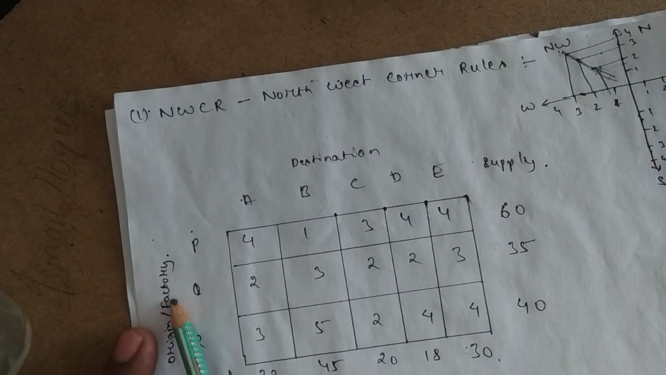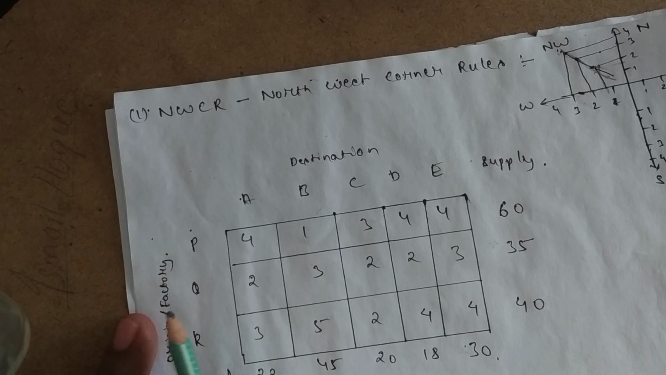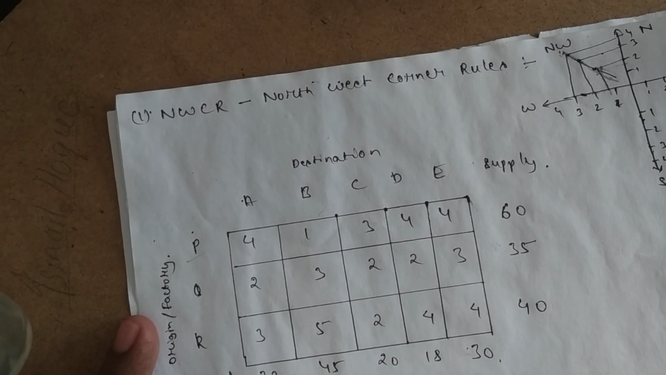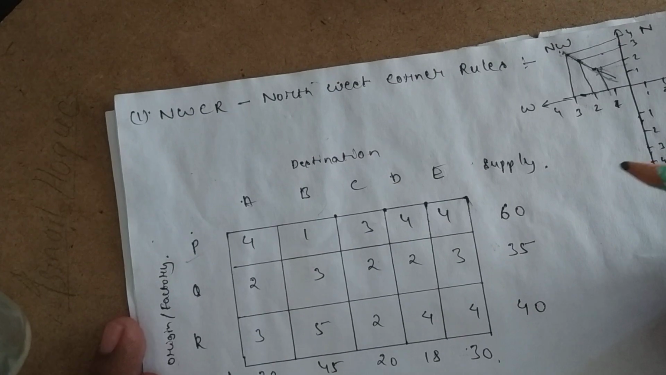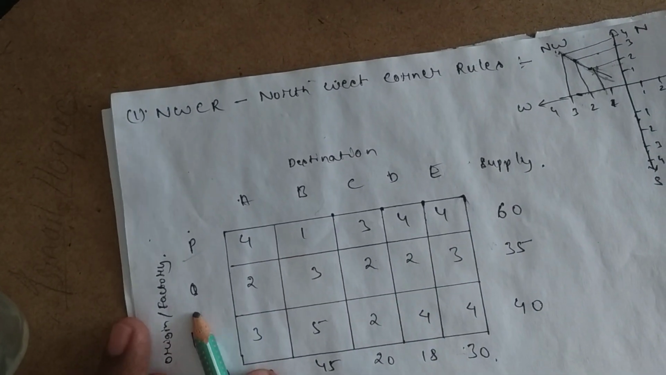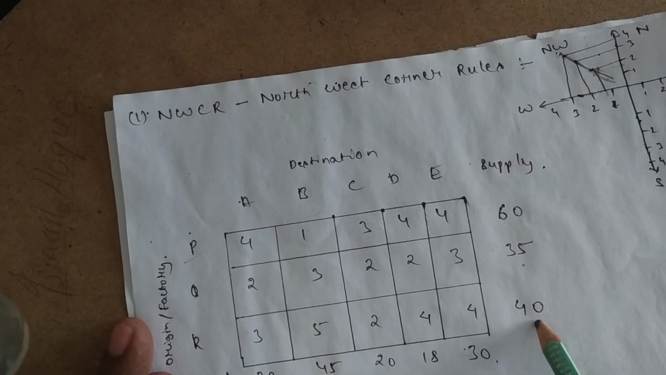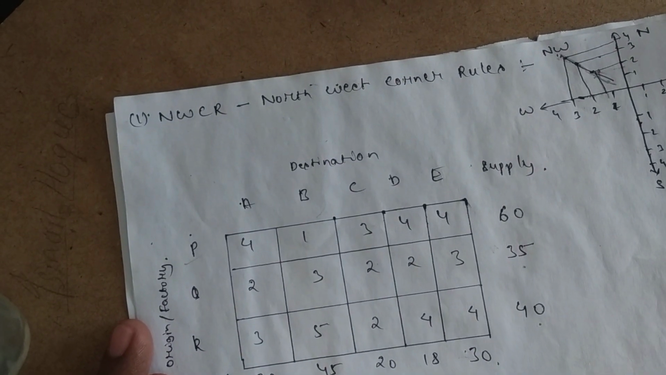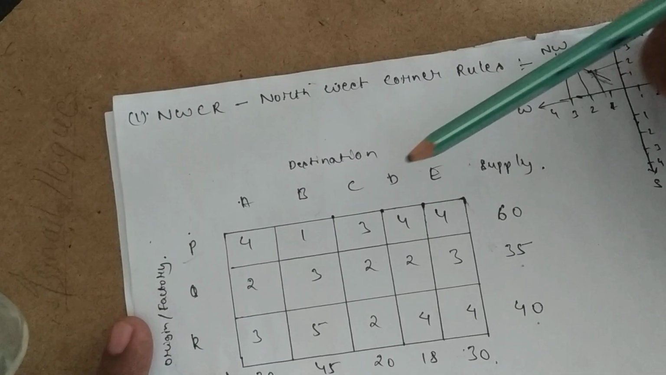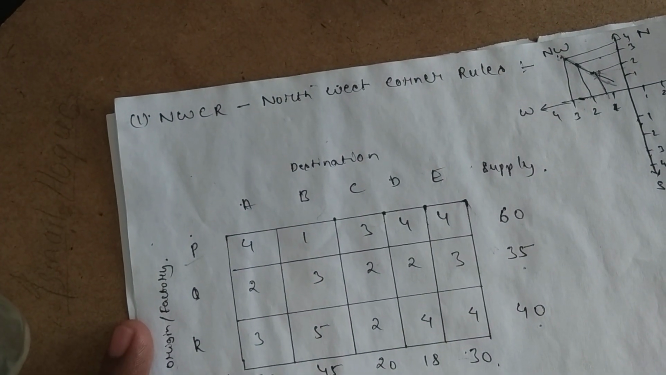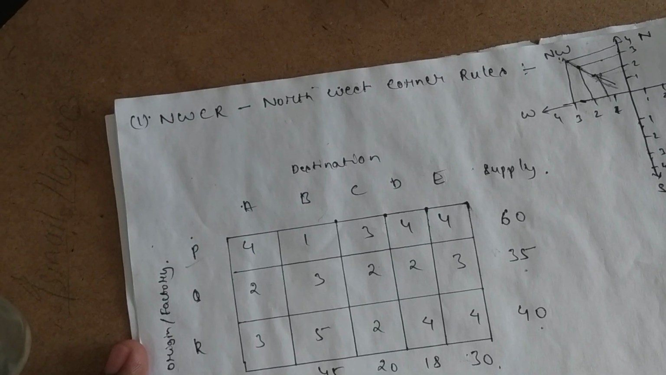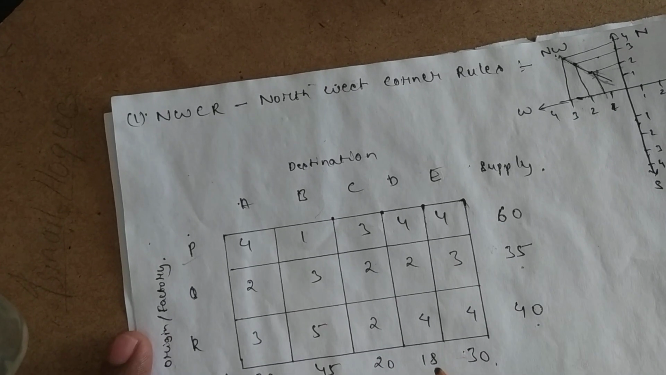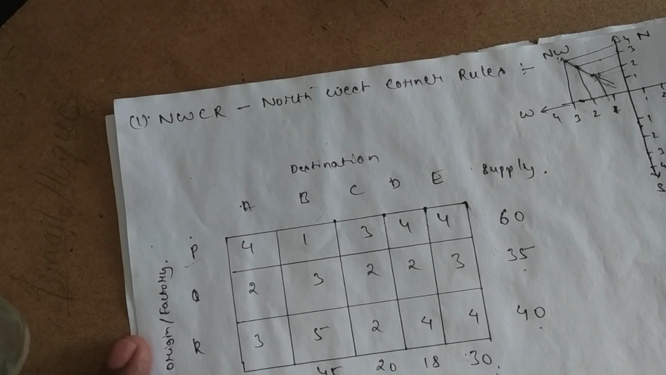Now, these are the origins, the factories which produce certain goods: P, Q, R. The capacity of factory P is 60, capacity of Q is 35, and capacity of R is 40. Or else we can say these are the stocks which each factory has. Now these are the destinations A, B, C, D, E. The destinations have some requirement, that is called demand. Suppose A has 22, B has 45, C has 20, D has 18, and E has 30.